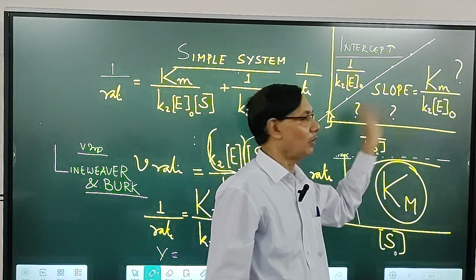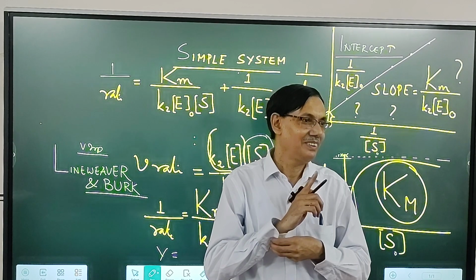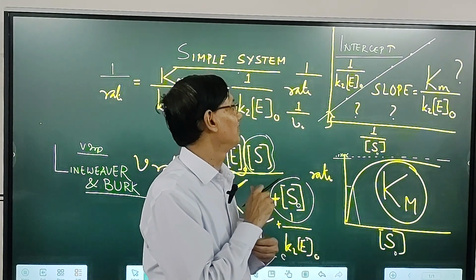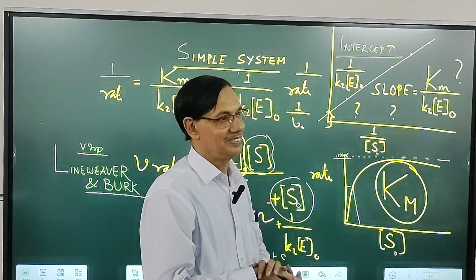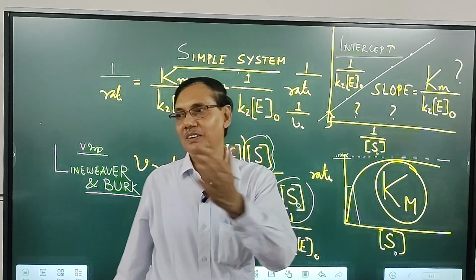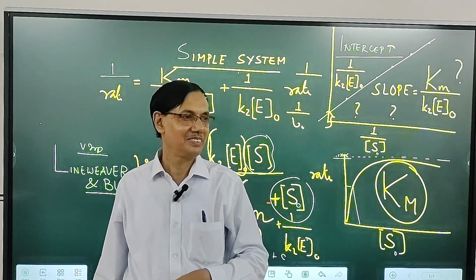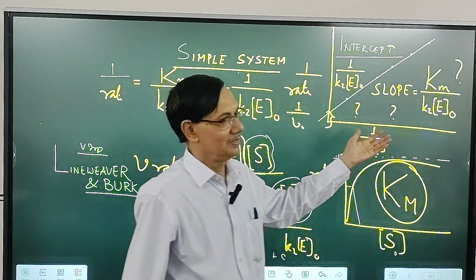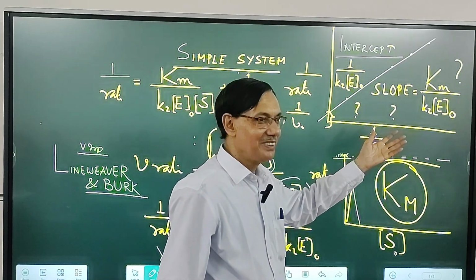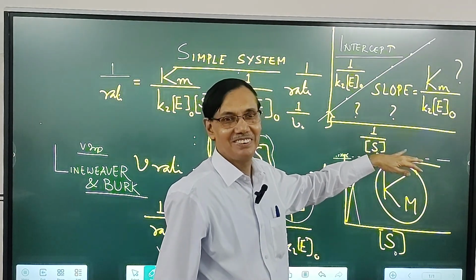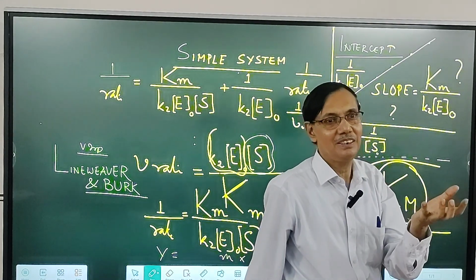how do we calculate the Michaelis-Menten constant from this plot? Anybody? Just think for 1 minute. Anybody? Ayushi Parmar or any Devangan, Vikas, just you slope divided by intercept, slope Km by K2 E0 divided by 1 by K2 E0, K2 E0 is cancelled, so you will get the Km value.